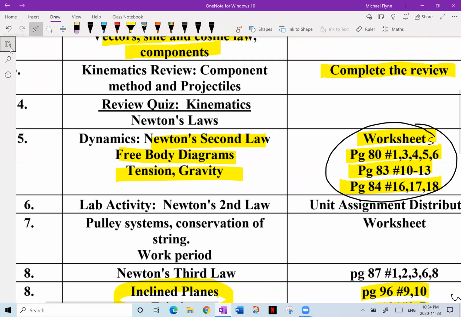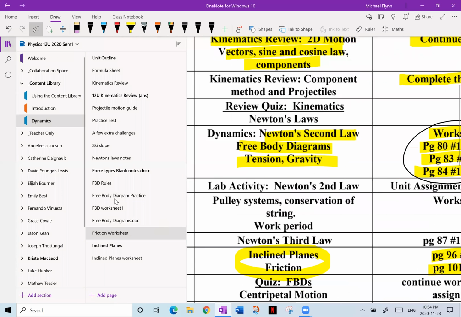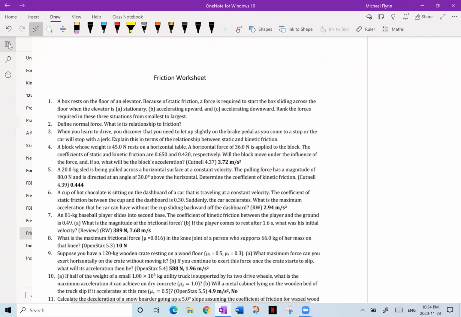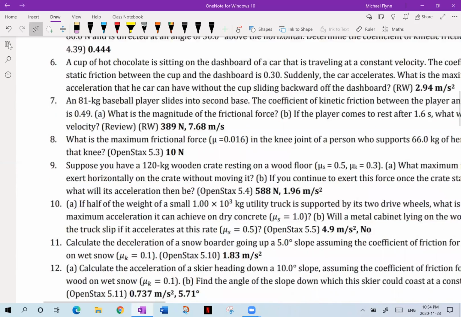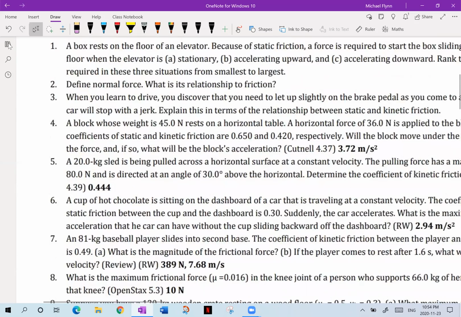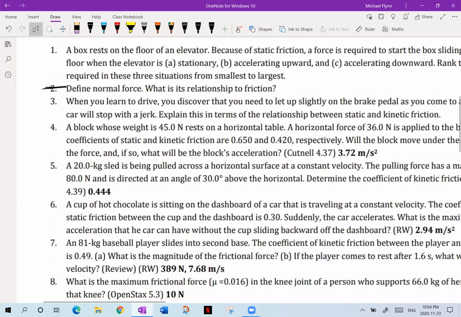If you look through OneNote, I'm going to keep this short today as well. There is a friction worksheet here with a lot of questions. I just want to go through them. We're not actually going to do them together, but I'm going to cross out the questions that aren't really necessary, because there are 13 questions here. You don't need to do them all. Let's cancel a few out. Defining the normal force, you don't need to do that one, so let's cross that one out.